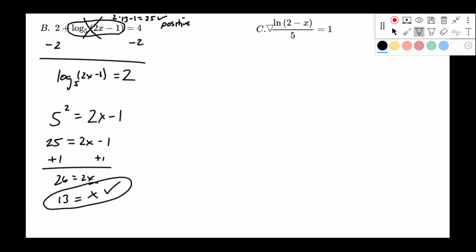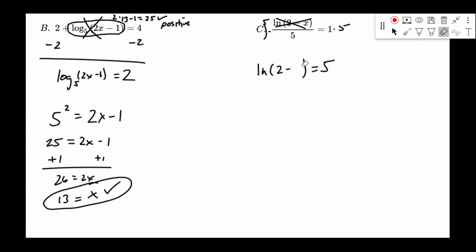All done. All right, letter C, we have the natural log of (2 minus x) over 5 equals 1. So again, we're treating this as my variable. So I'd multiply by 5 to isolate the natural log of 2 minus x equals 5. Let's erase that there. Start again.